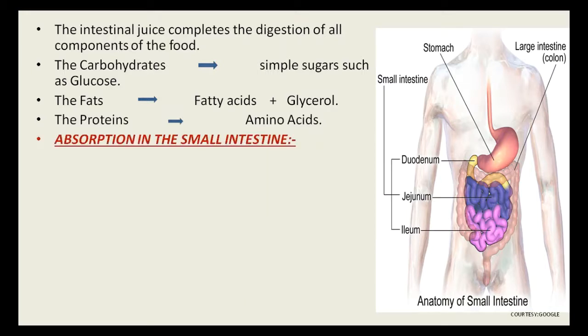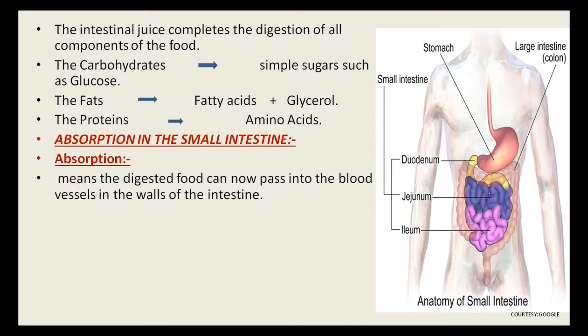Absorption in the small intestine. Now what does absorption mean? Absorption means the digested food can now pass into the blood vessels in the walls of the intestine.